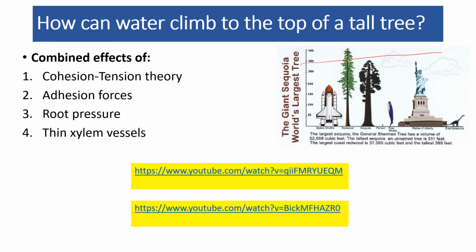So there's the cohesion tension theory, which is the idea of the water molecules sticking together. They are a cohesive unit, they stick together. Adhesion forces, which is the idea of the water molecules sticking to the side of the xylem. The root pressure, which is the idea of the high pressure in the roots, sorry, to lower pressure at the top. And the fact that the xylem is very thin as well means that a very small stream or chain of water molecules can go forward.